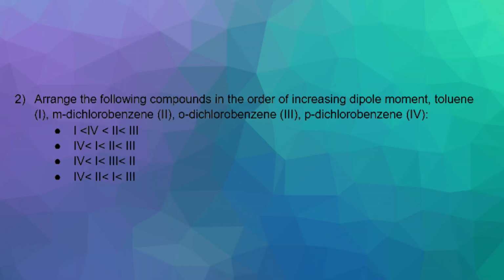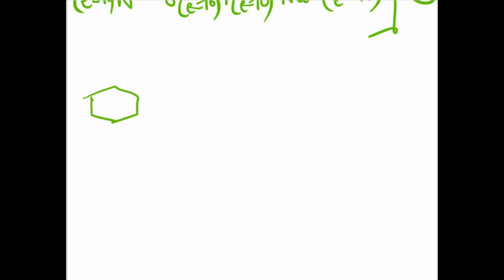The next question says there are 4 compounds: toluene, metadichlorobenzene, ortho-dichlorobenzene, and para-dichlorobenzene, and you have to arrange them in increasing order of their dipole moment. So what are the compounds given? It is given as toluene, number 1.